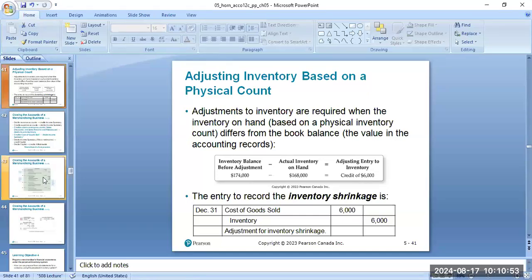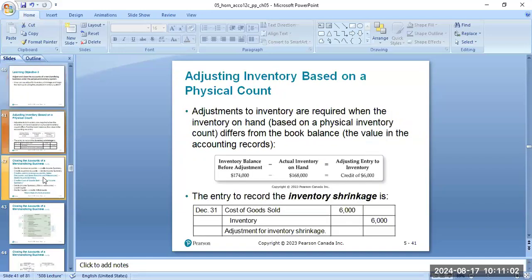First, let's see how we're going to adjust the inventory based on the physical count. Remember, at the end of the year, we have to manually count the inventory. Imagine our system shows that we should have inventory on hand for $174,000. We count our inventory and we find that we have only $168,000. So we're missing inventory for $6,000.